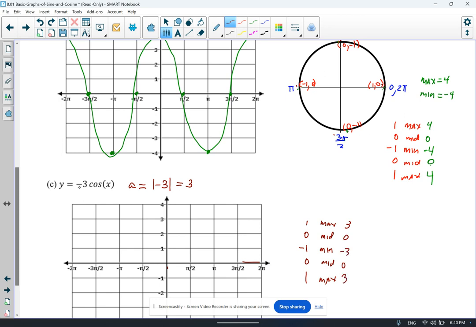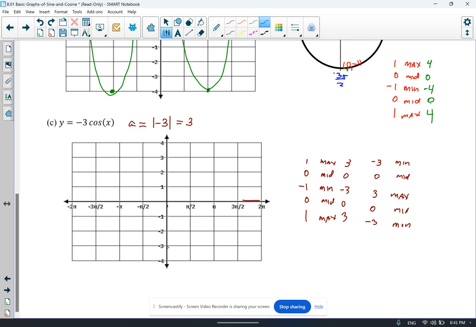But because there's a negative in front of it, that tells us to reflect the graph over the x-axis. So what it's going to look like is you're flipping everything. Well, you're negating everything. So this would be negative 3, this would be 0, this is 3, this is 0, and this is negative 3. So in actuality, you're graphing the minimum value, then the midline, the maximum value, then the midline, and back to the minimum value. So let's graph that.